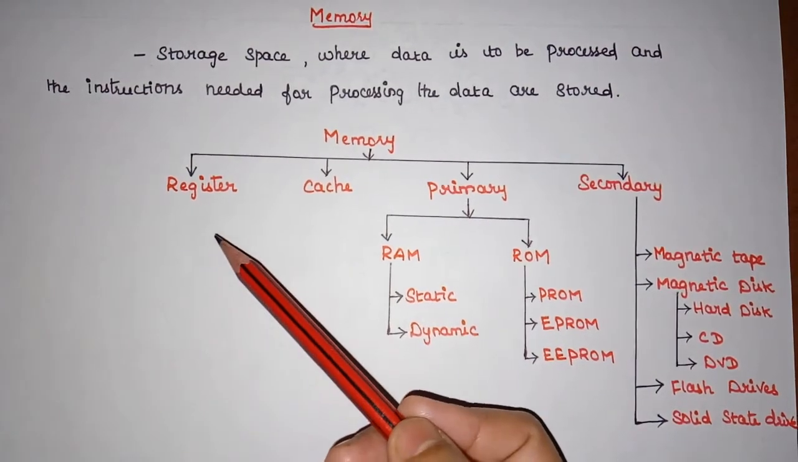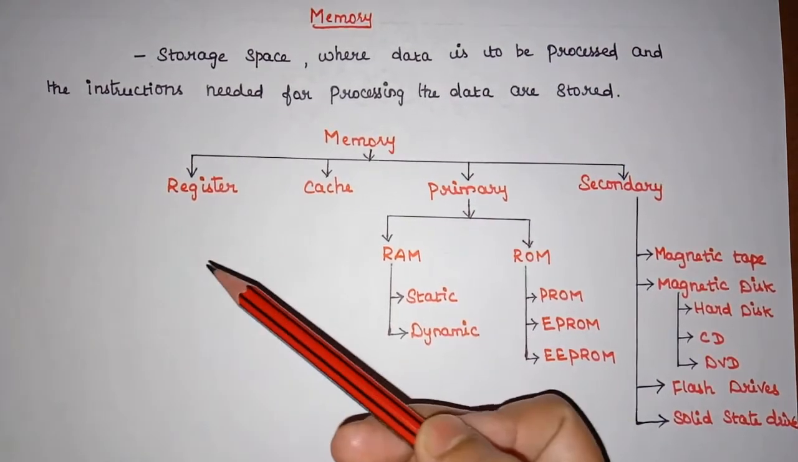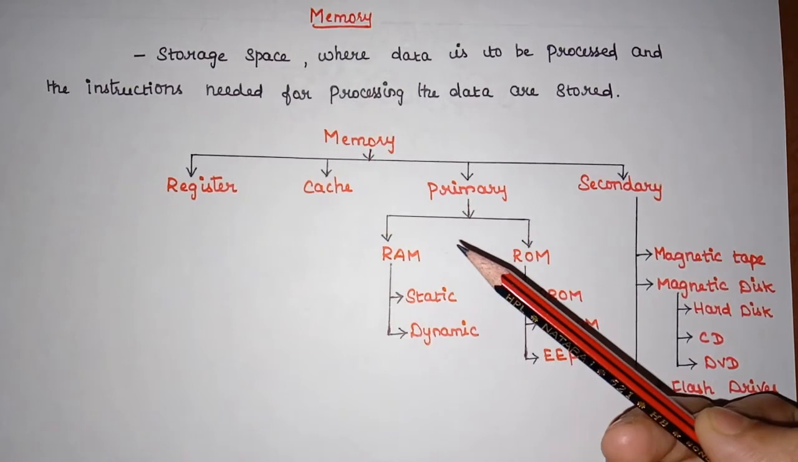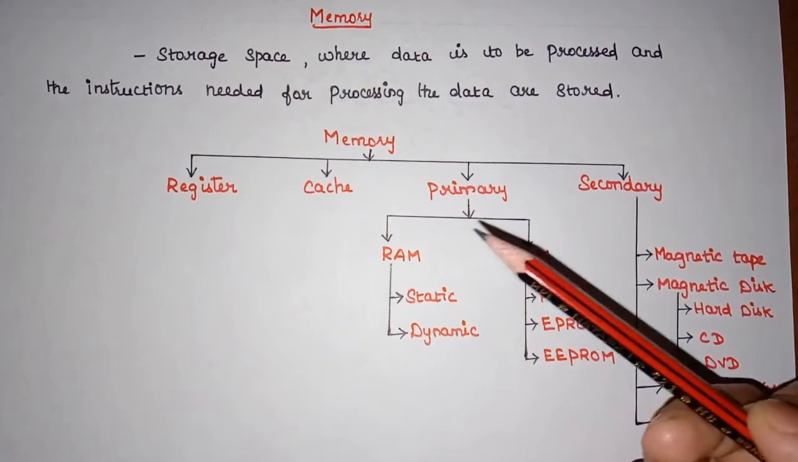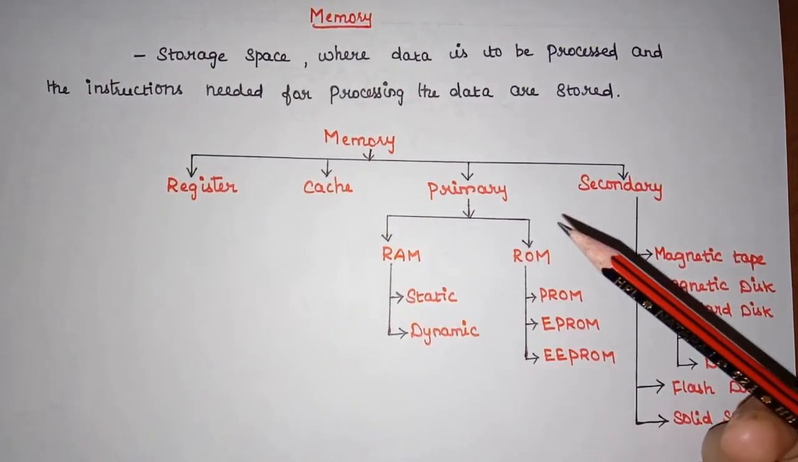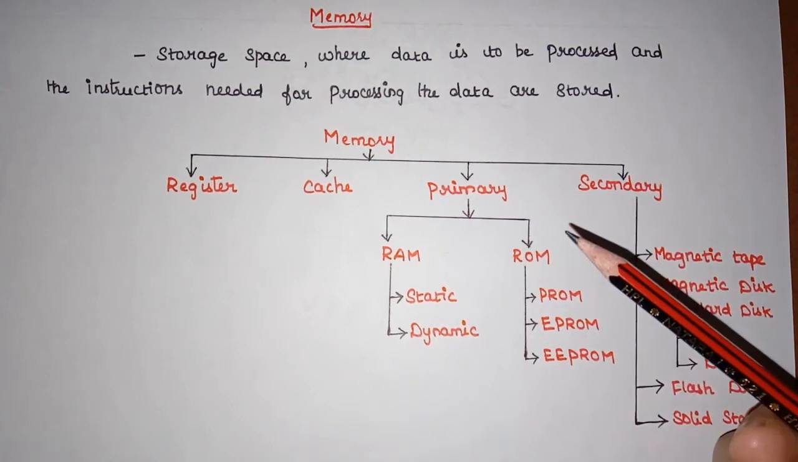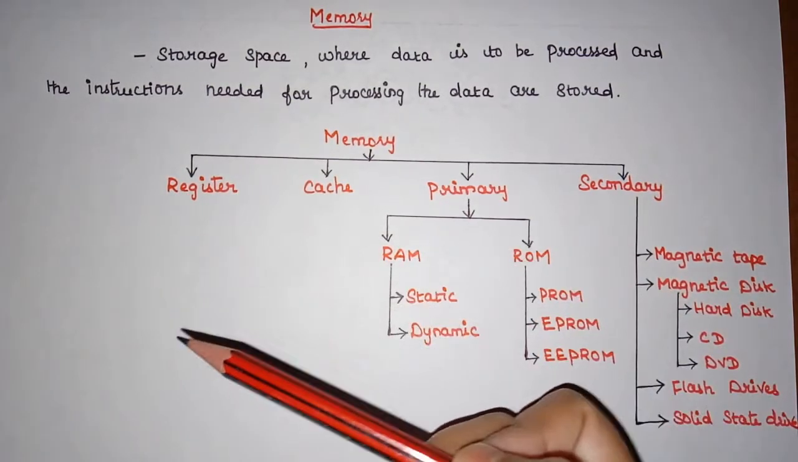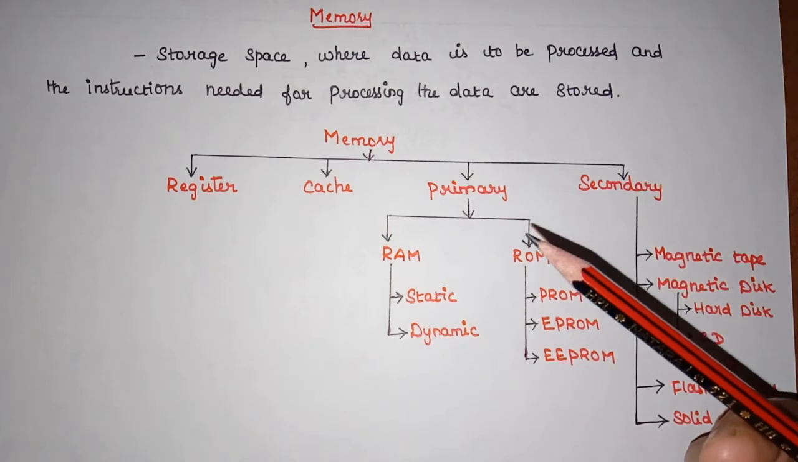Starting with the register. The register is the smallest memory in the computer, and it is used to hold the frequently used data and memory addresses temporarily. We can say the register is the fastest memory in the computer.